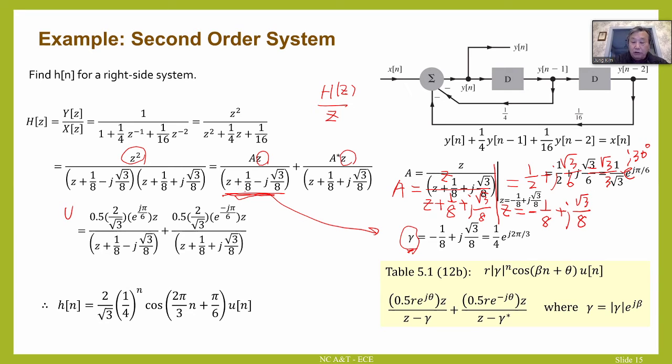Then gamma equals 1 minus 1 over 8 plus j square root of 3 over 8, so this one here. And then you need to change it to polar form. You know how to change to polar form, right? Yeah. Okay.